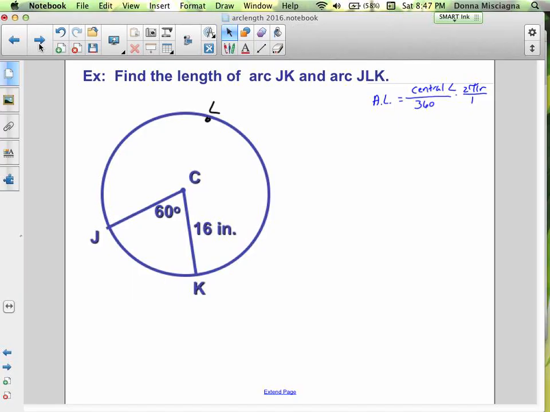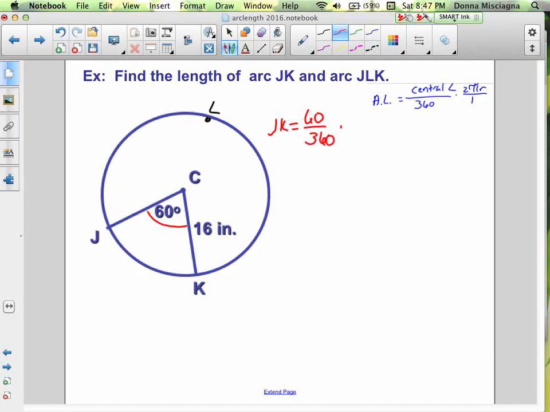All right, so we see we've got the central angle there. Central angle, same as the measure of the arc in degrees. So the length of JK is going to be the central angle, which is 60 degrees, over 360 times 2 times pi, and the radius is 16 inches. So we set up our equation. Don't forget the 1 so that you make sure you multiply numerator with numerator and denominator with denominator, and when you reduce, numerator to denominator.